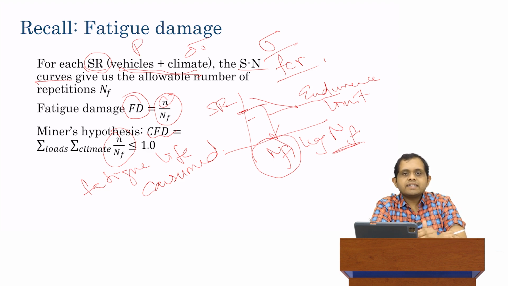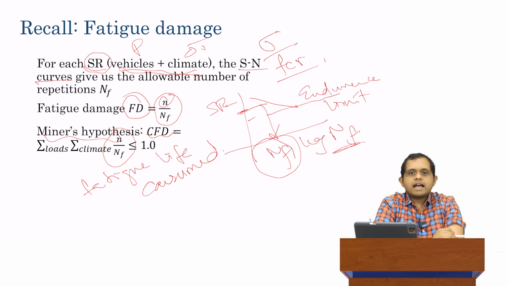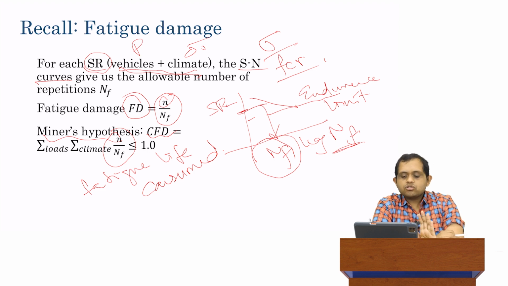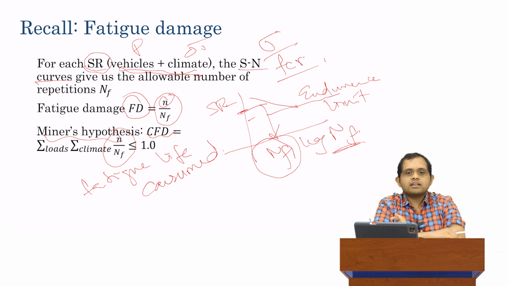One failure criterion is a mechanistic criterion, and there are several criteria over there. The most common is called Miner's hypothesis. Miner's hypothesis says that when the cumulative fatigue damage becomes 1, then we say the pavement has failed. So when CFD is exactly equal to 1, that's what we call failure. That's a mechanistic approach.